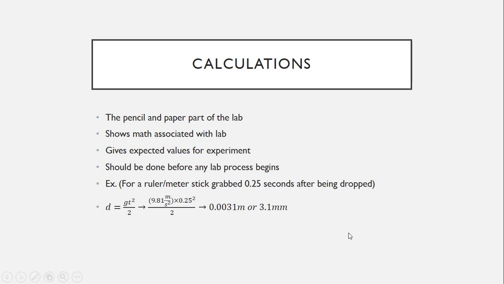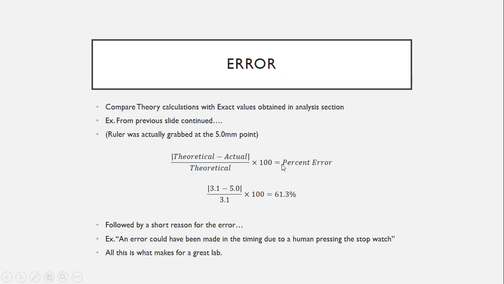All right, versus actual. So say that somebody timed it, but you actually got a different number instead of this, all right? And that's not a bad thing if you don't get exactly what you did theoretically. And in fact, that is expected, that you get an error, all right? That is expected. And that's what we're going to talk about next. Error. Error, compare theory calculations with exact values obtained in analysis section. Example from previous slide continued.